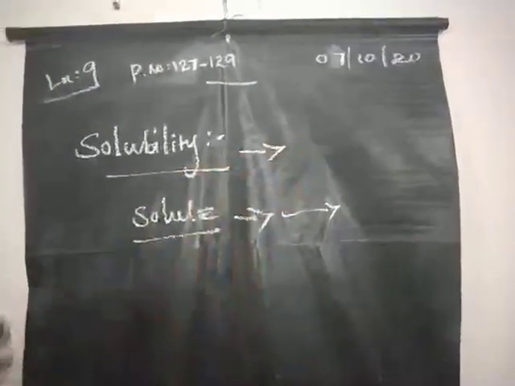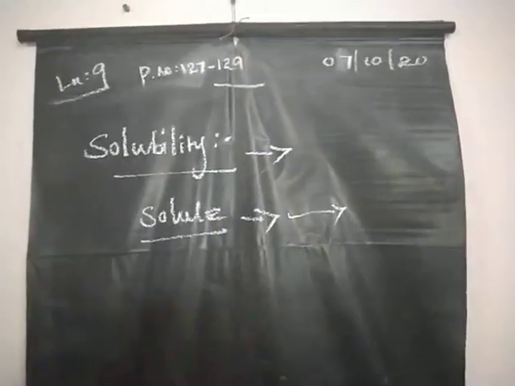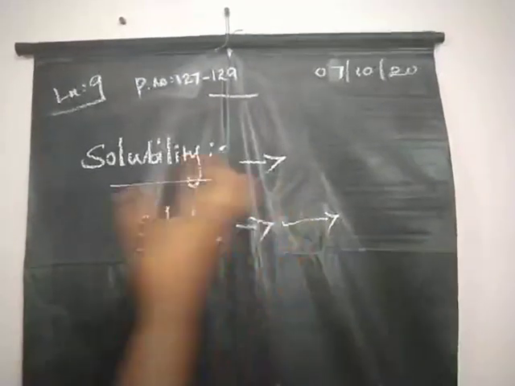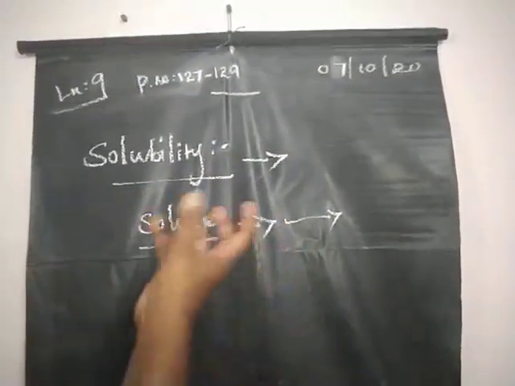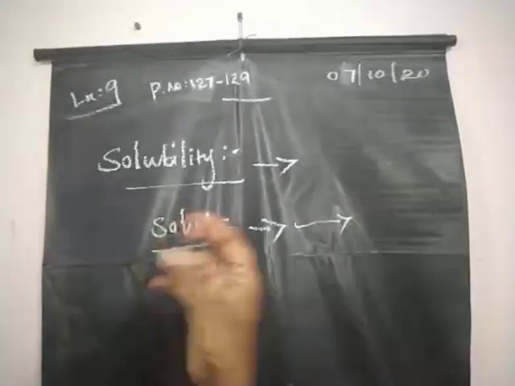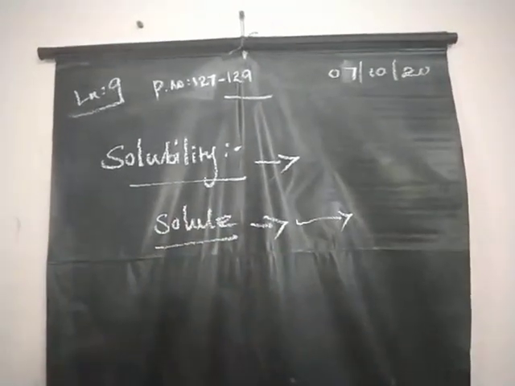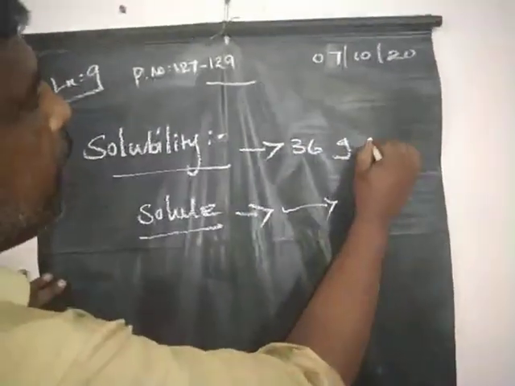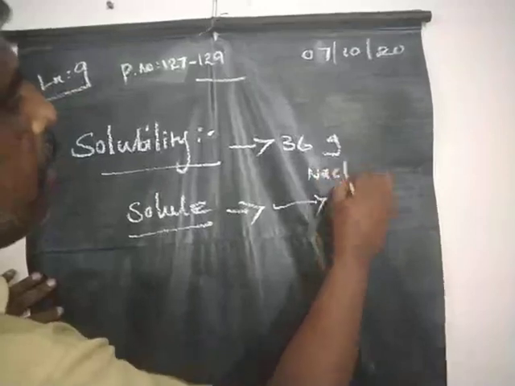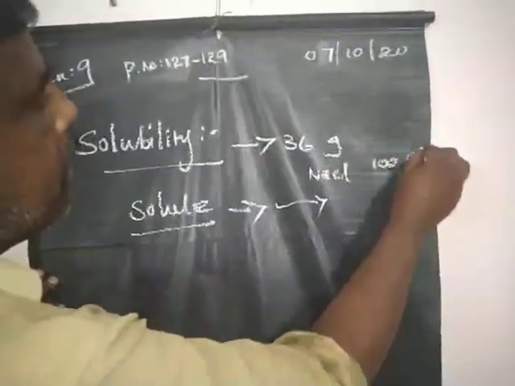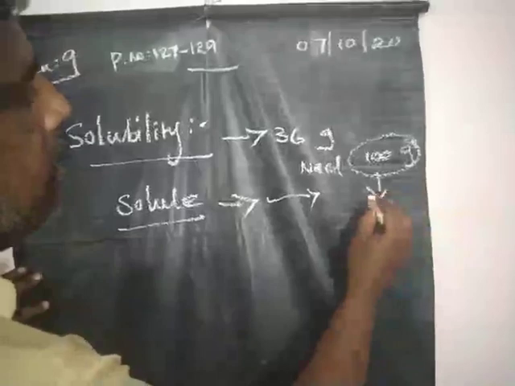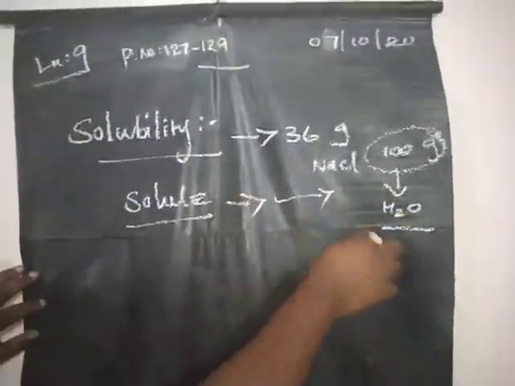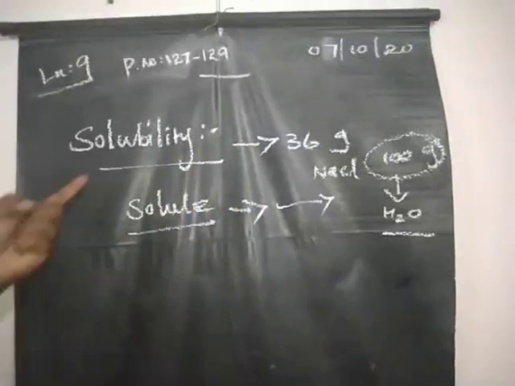So solubility is nothing but how many grams of solute dissolved in the given amount of the solvent. Given amount of the solvent means, suppose you are taking 36 gram of sodium chloride, we need how many gram of solvent? 100 gram of solvent. 100 gram of water, that is called a solvent. So for that purpose, we have to study about solubility.